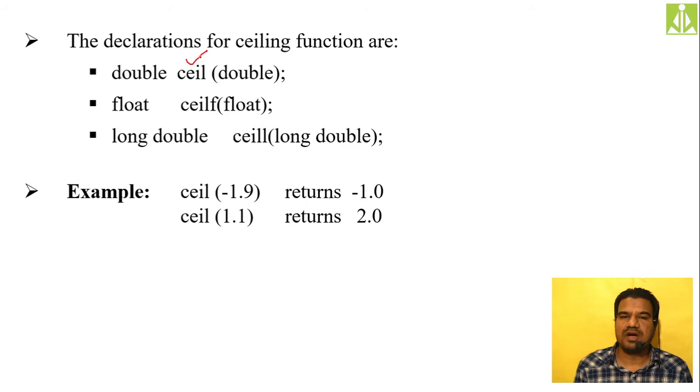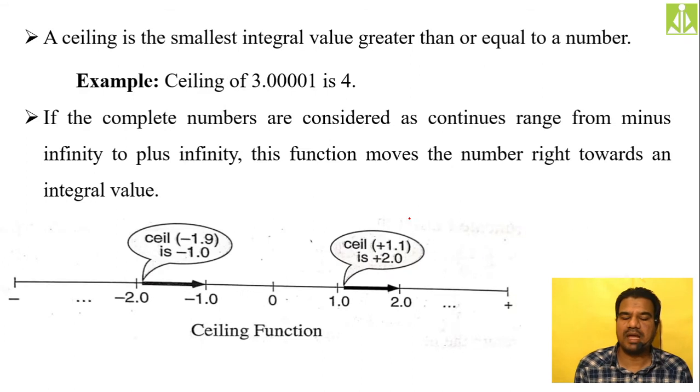If you want to convert a float number, a floating point float number, into an integral number, then we use ceilf. For long double, ceill. Like this, you remember. For normal double, ceil. For float, ceilf. For long double, ceill. Likewise. So ceil of minus 1.9, we got minus 1.0, and ceil of 1.1, we got 2. These things I have shown on the number line as well.